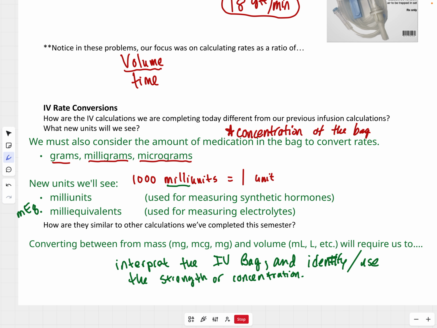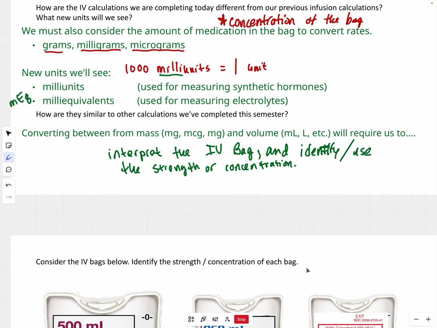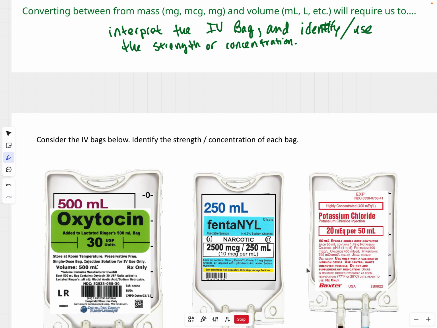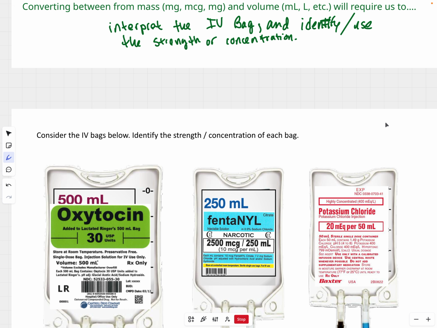Okay, so last thing we want to do, I'm going to give you a moment here as we scroll down to these three bags. I would like you to write the strength or the concentration of each of these bags as a ratio. I'm going to continue here, so if you want to pause the video, write them as a ratio, please do. The strength or the concentration is going to incorporate the volume of the bag and either the mass of the drug, or if it's a milliequivalent, or if it's a milliunit, those types of units, we want to consider the chemical composition that's in the bag.